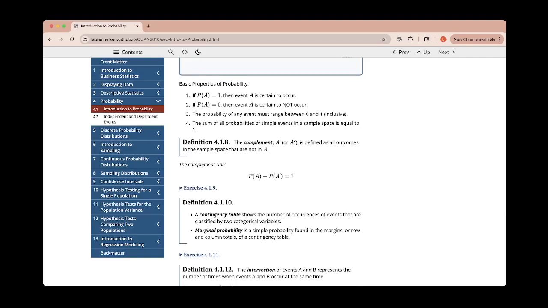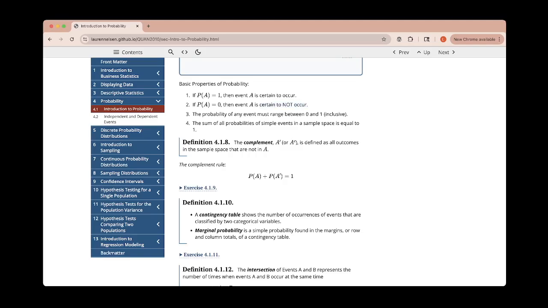So now let's take a look at some basic properties of probabilities. Remember that probabilities are between 0 and 1, and you can think of 0 and 1 as like 0% and 100%. So if the probability of an event is 1, then that means there's a 100% chance that event will occur. So that event is certain to occur.